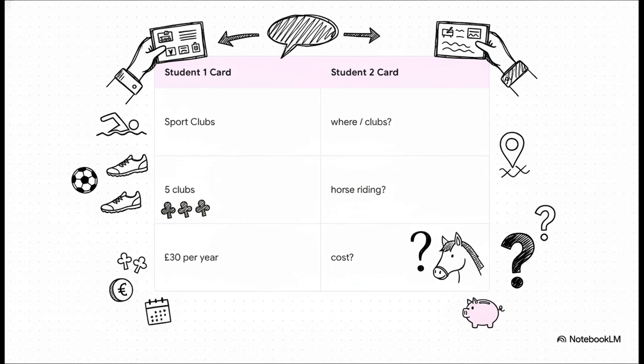Student 1 gets a card with facts, say a school sports club with 5 clubs like horse riding and tennis, costing £30 a year. Student 2 knows absolutely nothing, but they get prompts like cost or where. So student 2 has to form grammatically correct questions on the fly, and student 1 has to extract the info to answer. After 5 questions, they swap cards.